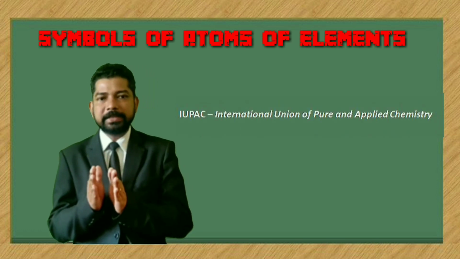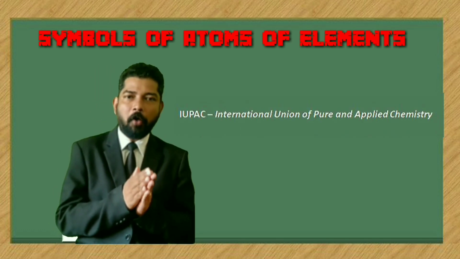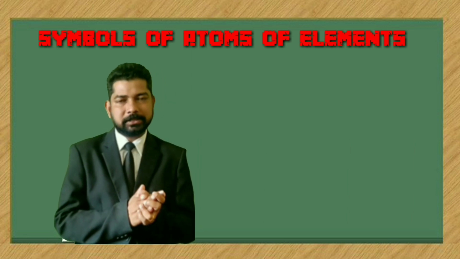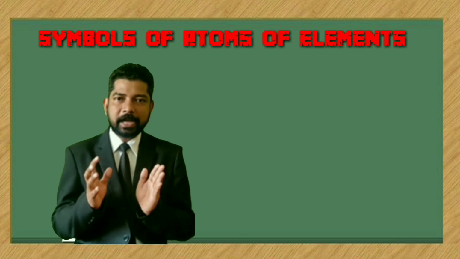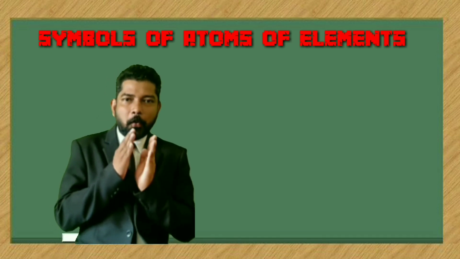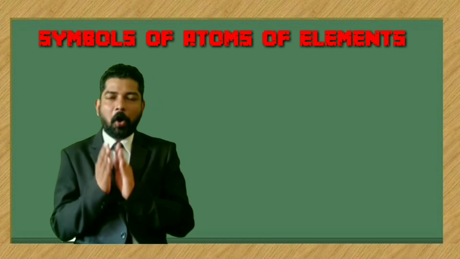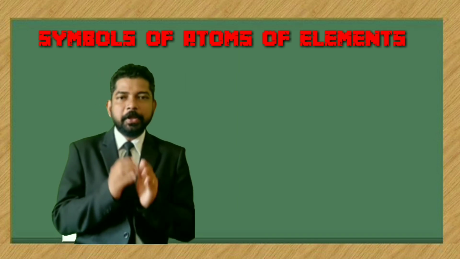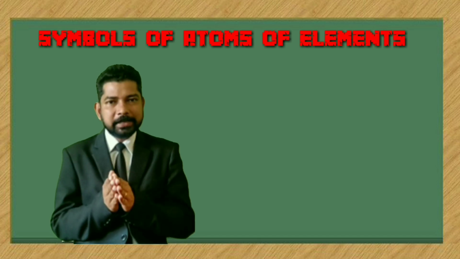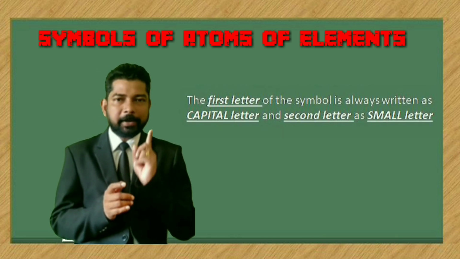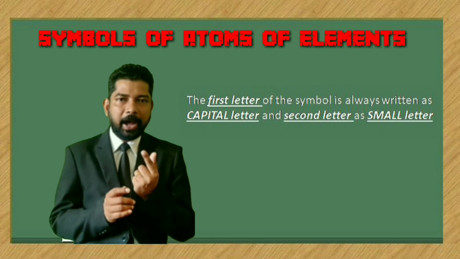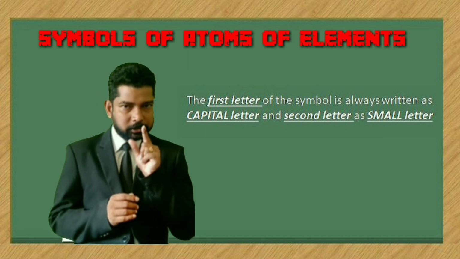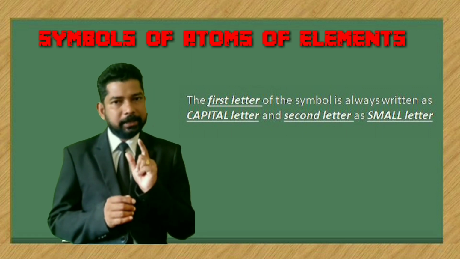Nowadays, IUPAC, the International Union of Pure and Applied Chemistry, approves the names of the elements. Many of the symbols are the first one or two letters of the name of that element in English. When we are using the symbols, the first letter must be a capital letter, that means uppercase letter, and if there is a second letter, that must be a small letter or lowercase letter.